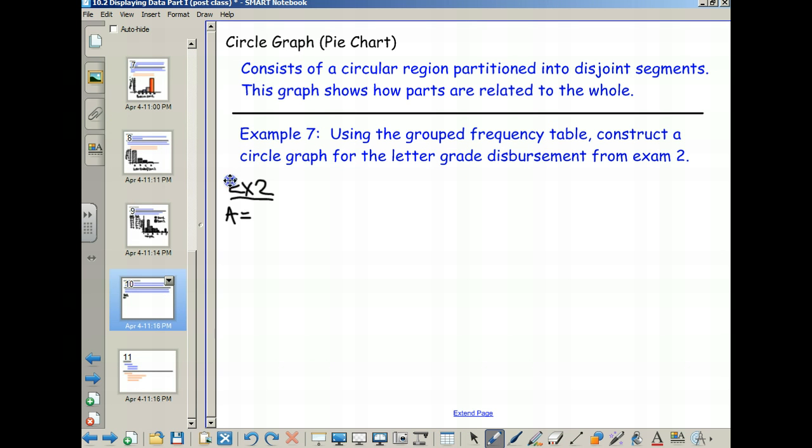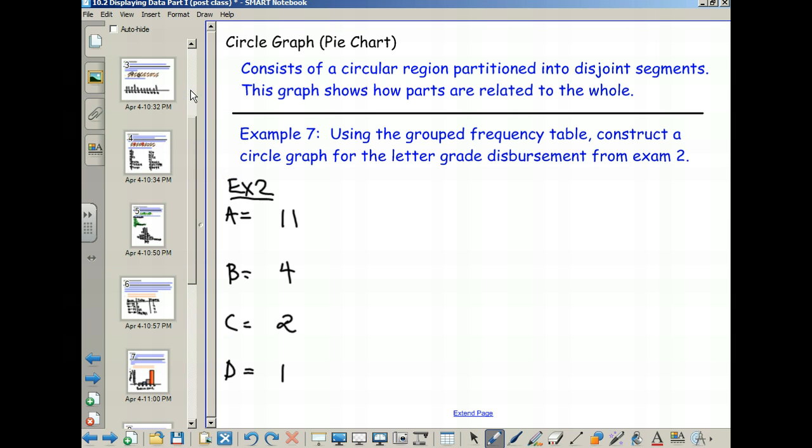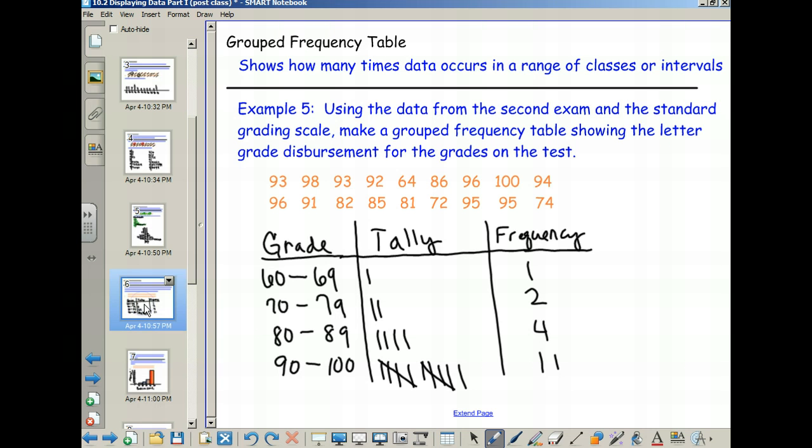We had, how many A's? Was 11? Save yourselves some space because we've got the math to work out. There were 4 B's. There were 2 C's. And there was 1 D. Okay, did I get those written in right? Yeah, from exam 2. Sorry, I think I had a typo on my paper that I wrote down.